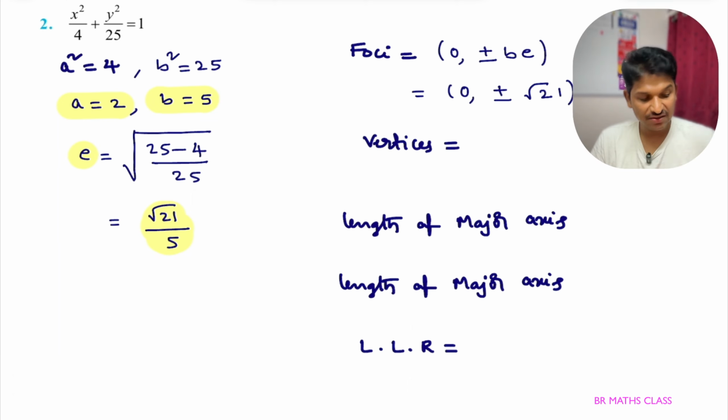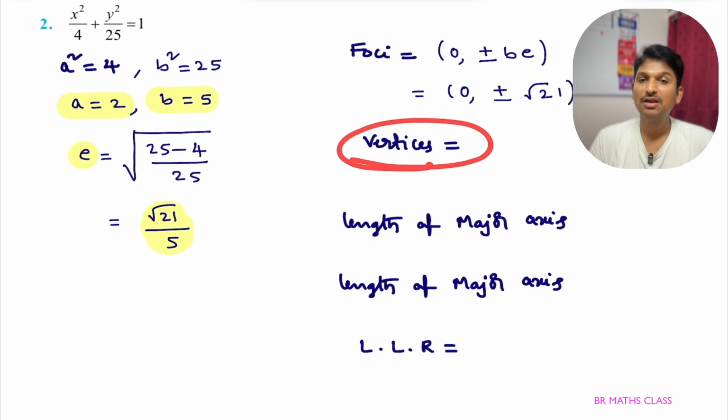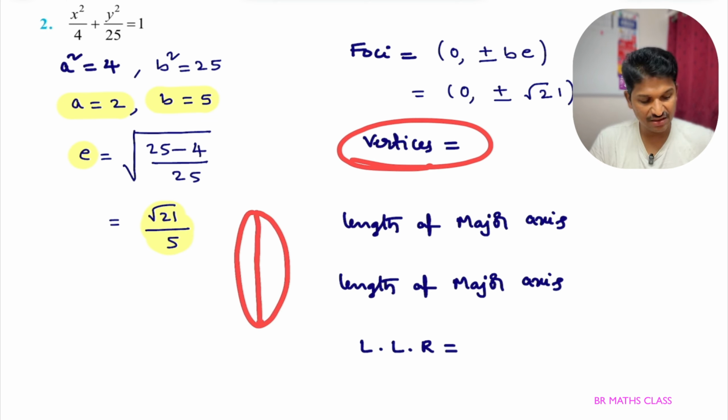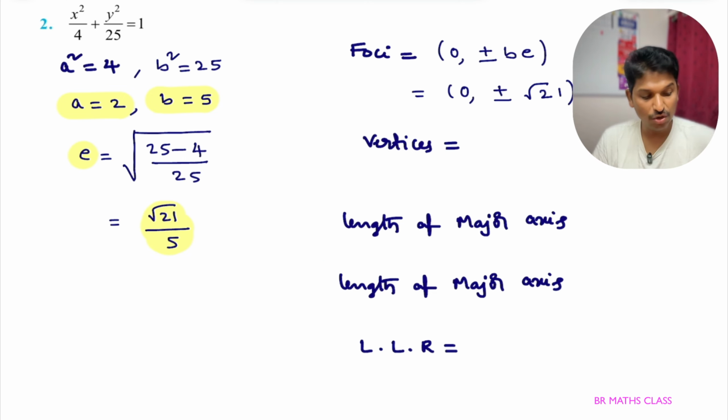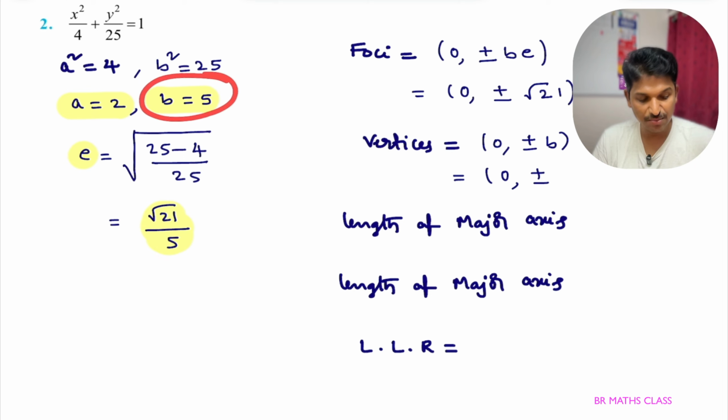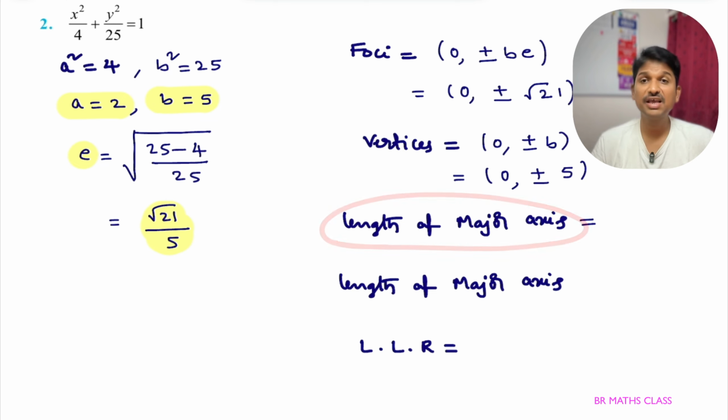Next, what are they asking? Vertices. This is the second type of ellipse. Vertices are the ends of the major axis. See, they are on the y-axis. As it is the second type, we know that its vertices formula is 0 comma plus or minus b. What is b? Look here, b is 5. So the vertices are 0 comma plus or minus 5. Next is the length of the major axis. This is the second type, right?